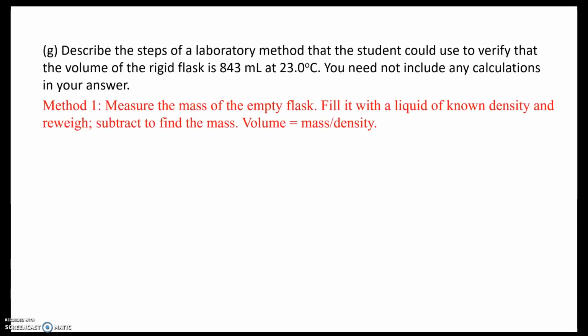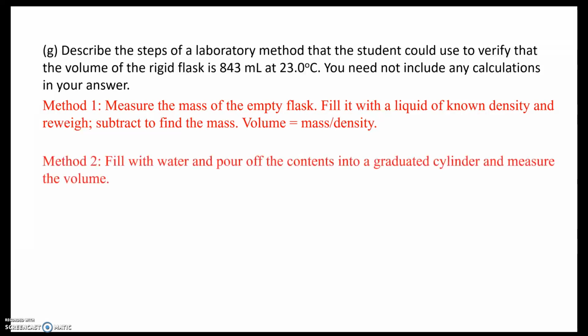All right, a couple of methods. Method 1, measure the mass of the empty flask, fill it with a liquid of known density such as water, and reweigh it. Subtract to find the mass. Volume is equal to mass divided by density. Method 2, fill the container with water, pour off the contents into a graduated cylinder, and measure the volume.